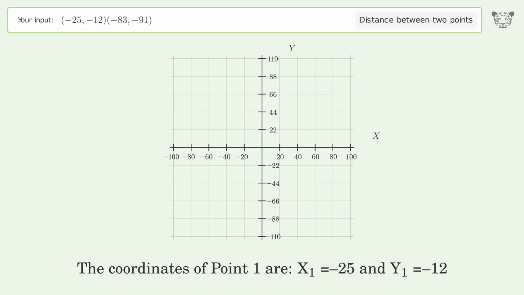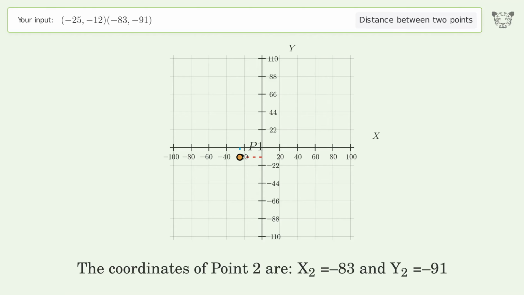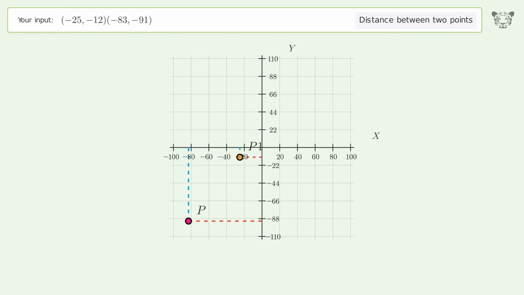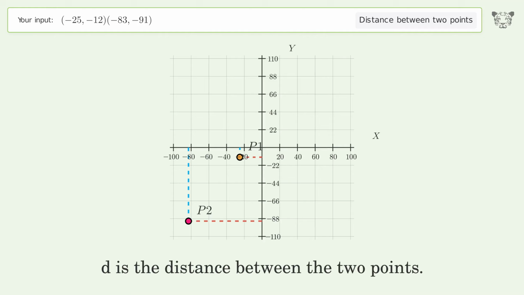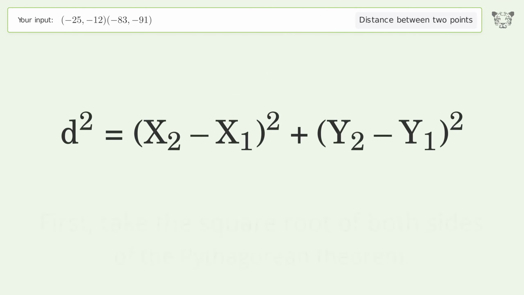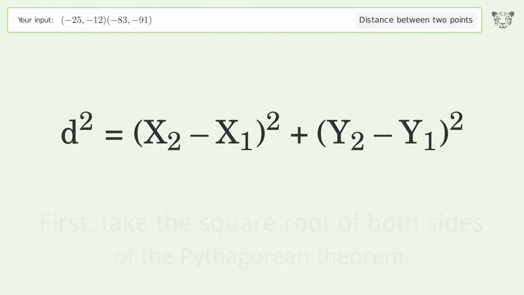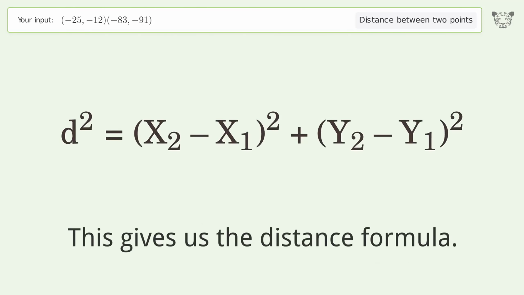The coordinates of point 1 are x1 equals -25 and y1 equals -12. The coordinates of point 2 are x2 equals -83 and y2 equals -91. D is the distance between the 2 points. First, take the square root of both sides of the Pythagorean theorem. This gives us the distance formula.